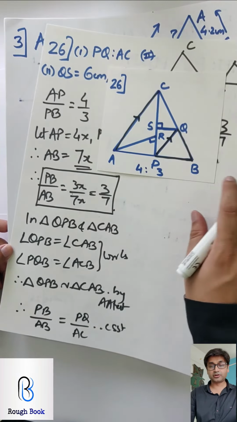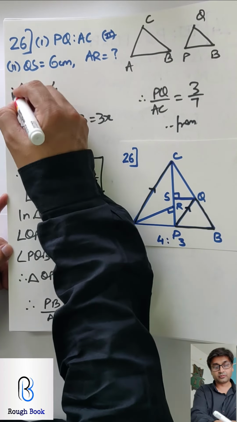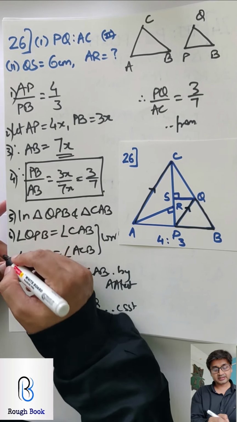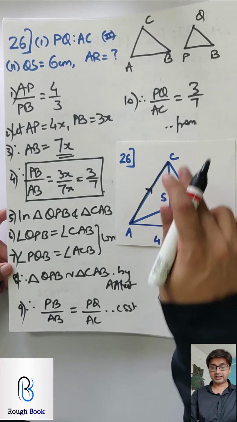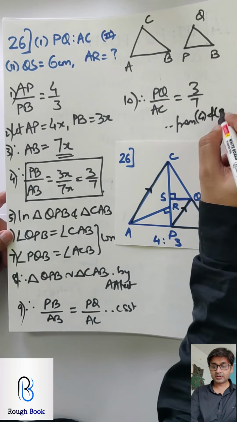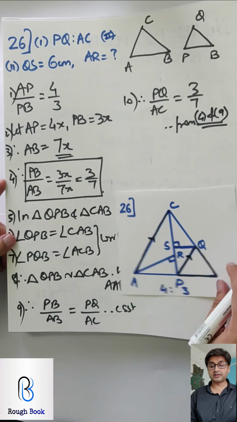Oh, I forgot to write statement numbers, so let us write the statement numbers right from the beginning: 1, 2, 3, 4, 5, 6, 7, 8, 9 and 10. So on the 10th one I can say from 4 and 9, these two statements help us to get this, and finally I want to write it in the ratio form.